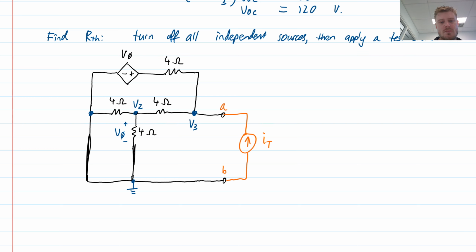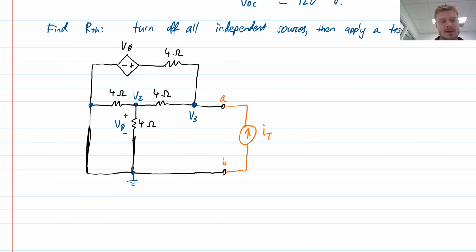Then anything else I can do? I can write down my value for V phi. So V phi in this case is actually just equal to V2, right? Because it is now directly connected to that reference node. That 4 ohm resistor is now connected to the reference node. So V phi is equal to V2.